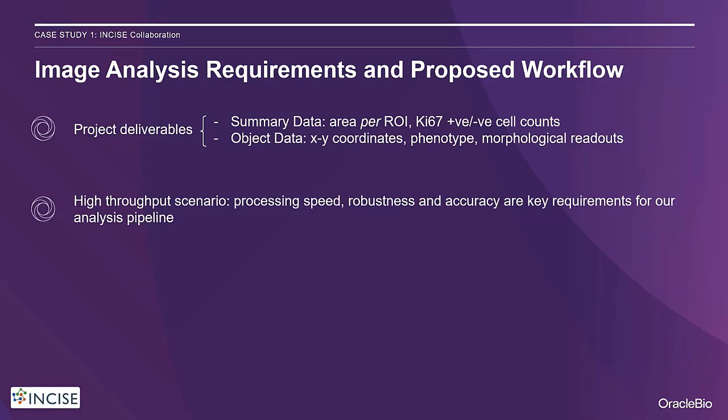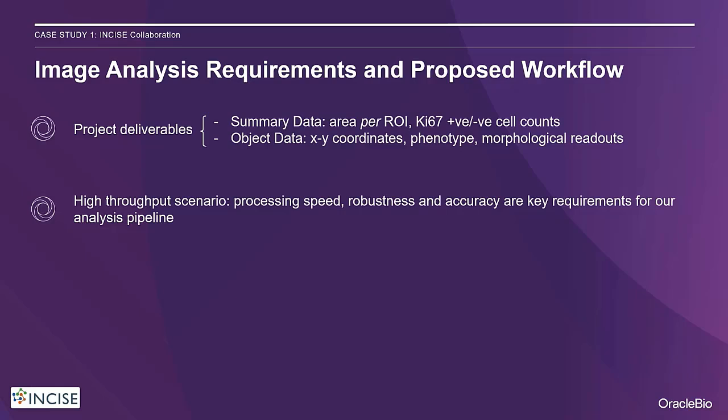So in terms of the digital pathology work package, the two main deliverables that we were assigned were, firstly, the generation of summary data, and that's per image, including area readouts for the main regions of interest and positive and negative Ki-67 counts split by ROI. And also the generation of cell object data, again, that's on a per image basis, including the spatial location of each cell, that is the XY coordinates, but also its assigned phenotype and a variety of morphological readouts, such as circularity, convexity, cell area, and so on.